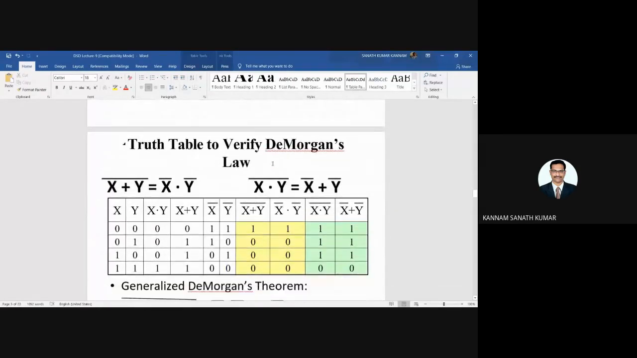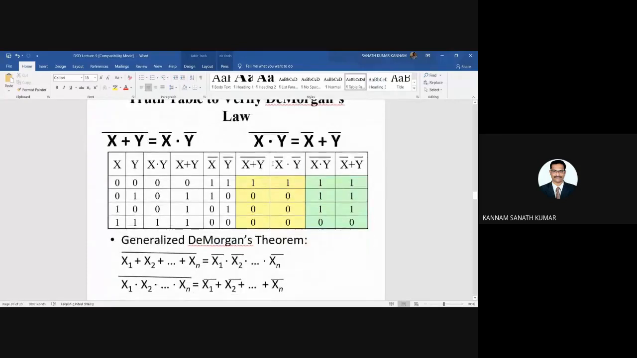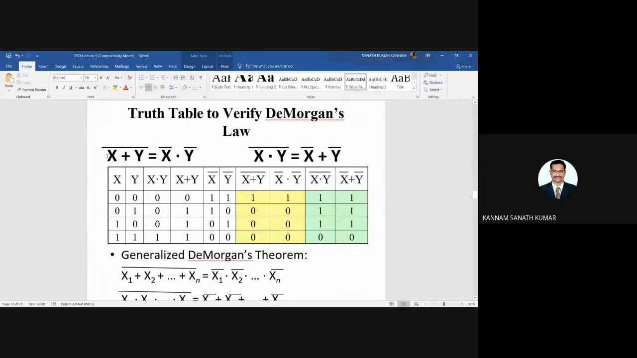So this is the truth table to verify De Morgan's law. De Morgan's law states that when you are applying the complement of an OR gate, the complement will be applicable for each and every variable, and the OR operator will convert into the AND operator. Okay, (x plus y) whole bar equal to what?